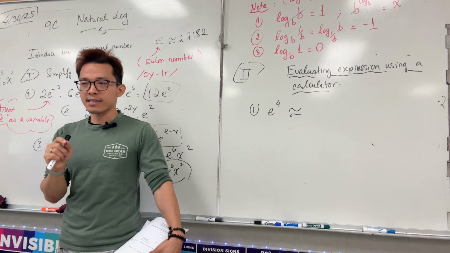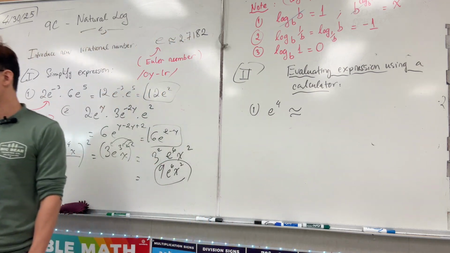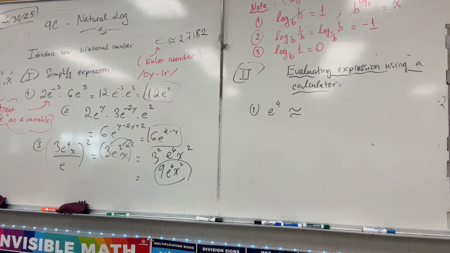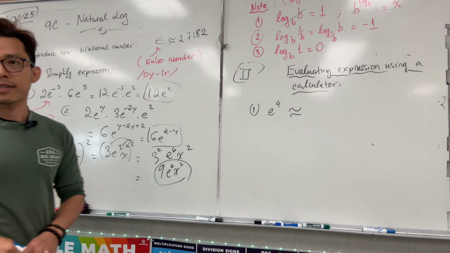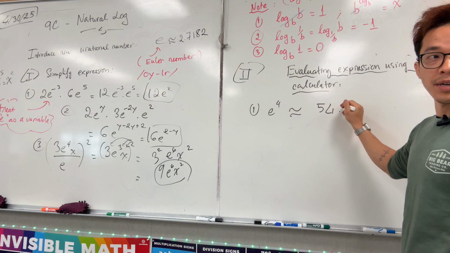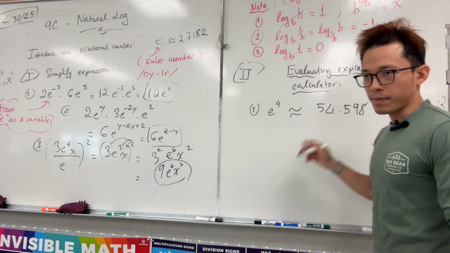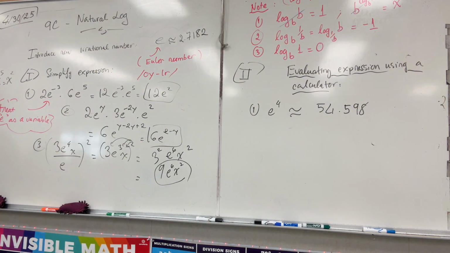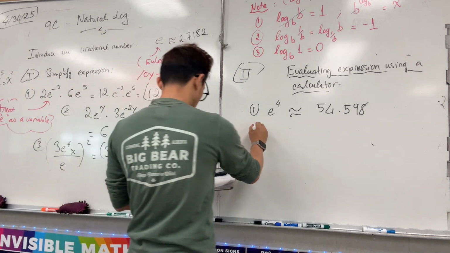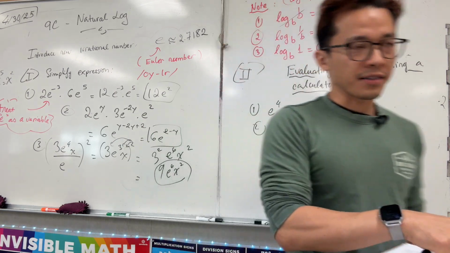Do you know where the power is? Power 4. How do you do that? It's automatically there. Okay, so then just press 4. What did you get? 54.59. Okay, maybe three decimals is good. Now e to the power 1/3.